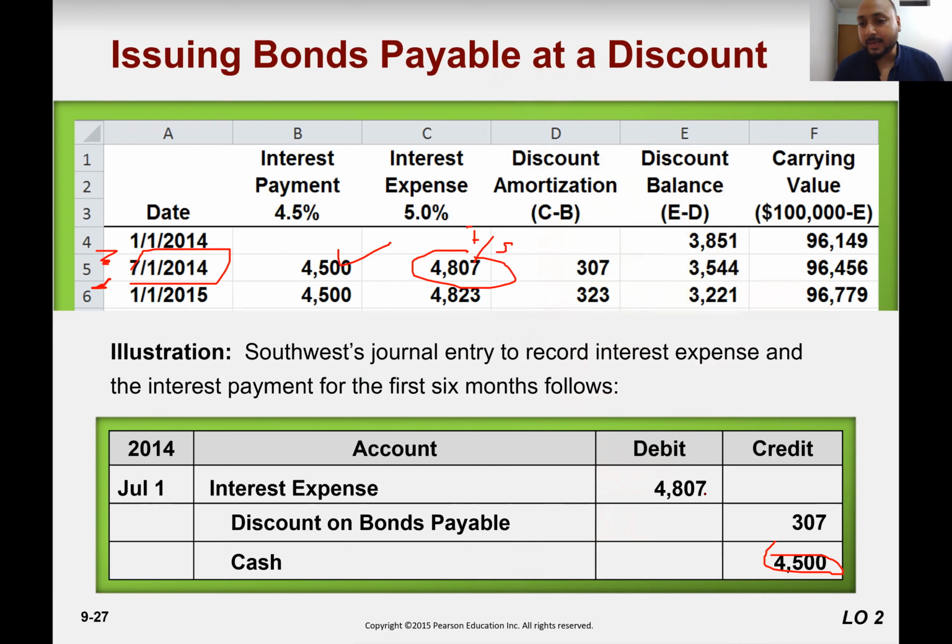Interest expense is this. This will go to the income statement. This is not a balance. The balance means it is the decrease in the discount, so discount on bonds payable is credited; expense decrease, credit. That's why 307 is decreased. This will go to the balance sheet. This will also go to the balance sheet. This will go to the income statement, right?